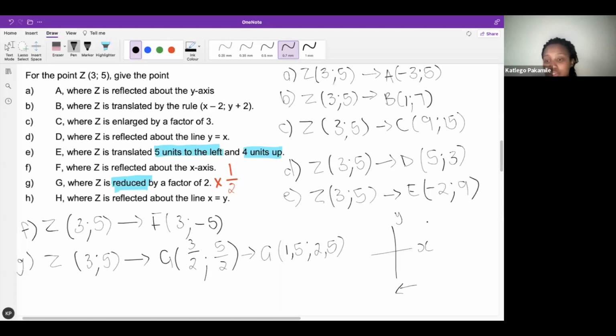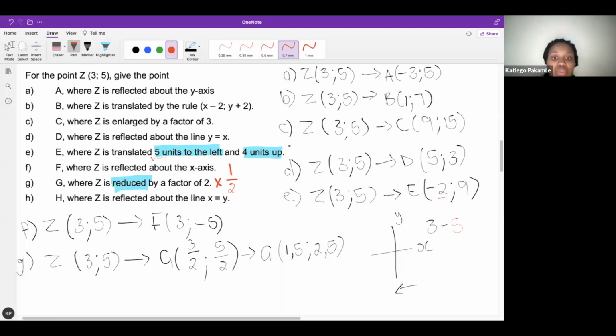That means you're going to start from 3 and you're going to subtract how much? They told us we're going to subtract 5. 3 minus 5. Now how much is 3 minus 5? It's not 2. It is negative 2. So that's where this negative 2 comes from.